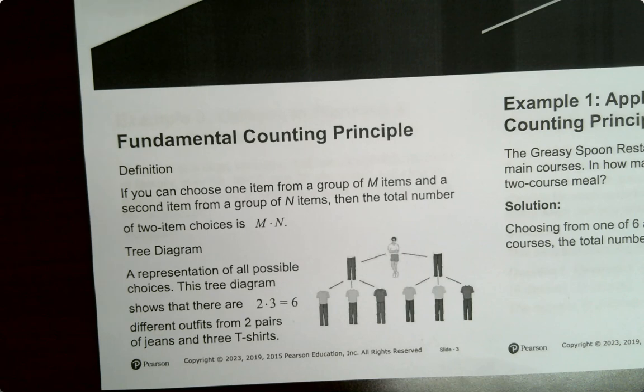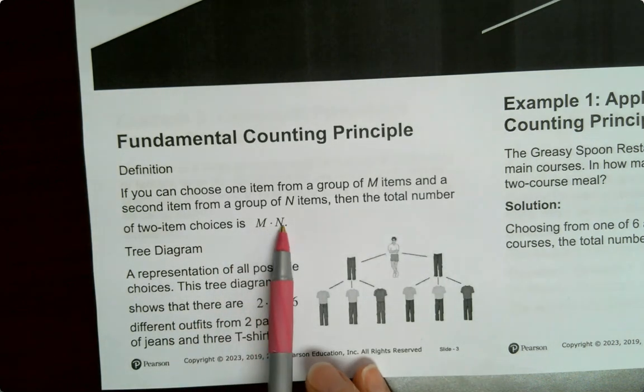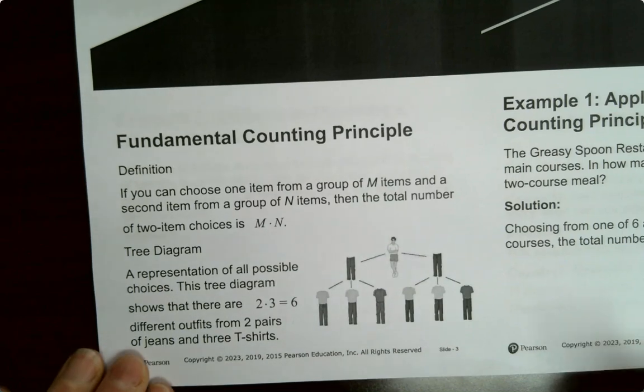So the definition: you can choose one item from a group of m items and a second item from a group of n items. Then the total number of items is m times n. You can make a tree diagram.